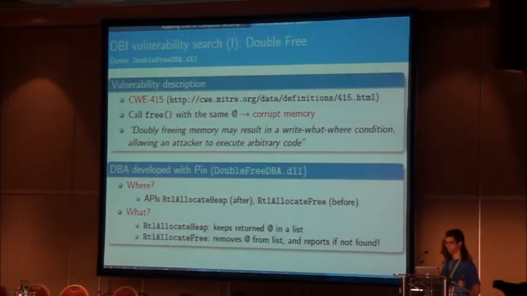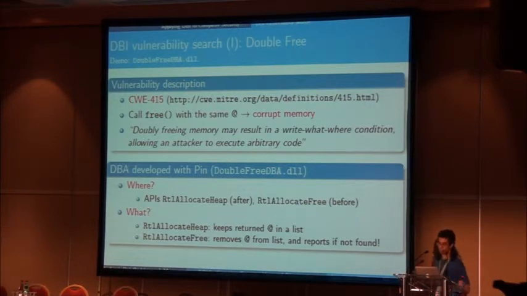Well, let's go to the business. First of all, I have developed a tool, DoubleFree DBI. I'm trying to look for the double-free vulnerability. This vulnerability is defined with this number, if you check this website. Basically, if you call free twice with the same memory address, you can corrupt the memory. And as it says here, a double free in memory may result in a write-what-where condition, allowing an attacker to execute arbitrary code.